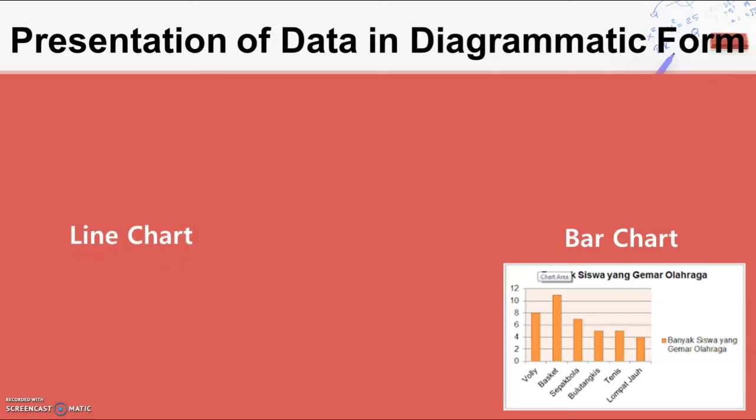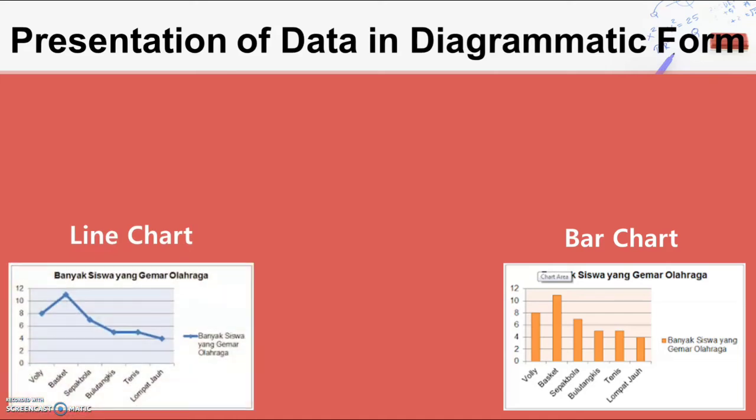Line chart. On a line chart, the data is drawn as a line. The way you present your data in a line chart is much the same as a bar chart. But in the final step, you only need to draw a line sequentially from the points that have been adjusted to the data.